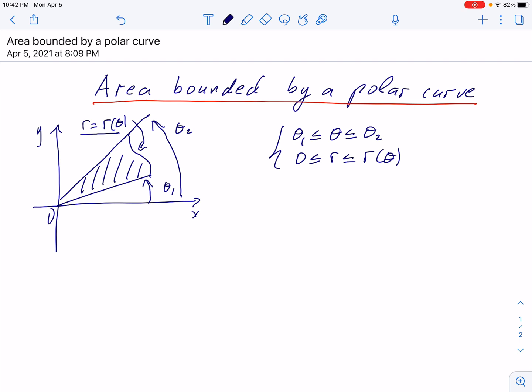The formula for the area is given this way. It's 1/2 integral from theta 1 to theta 2 of r squared theta d theta. How to derive this formula you can see in the book. Now we shall do some examples to compute areas.